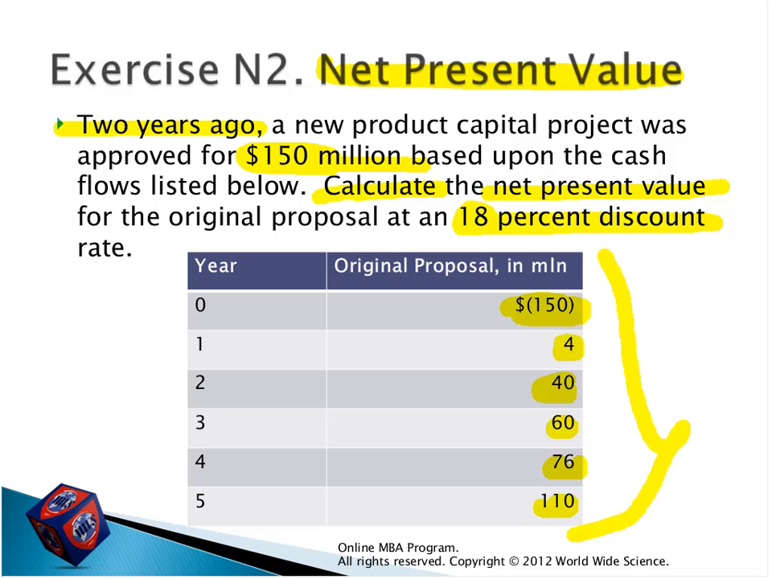So you must find the present values for each year of future cash flows at 18%, okay? As we have done in the previous examples. And this calculation can be done based on the instructions of the net present value formula which you have in your presentation. So that's all.